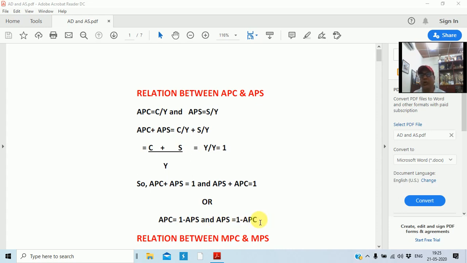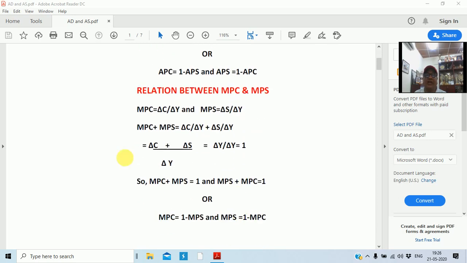Now what is a possible 1 mark question? You have been given APC 0.4 and you have been asked what is the value of APS. APS is equal to 1 minus APC. What was the APC? 0.4. 1 minus 0.4 equals 0.6. So this relation is very important, though it is simple.